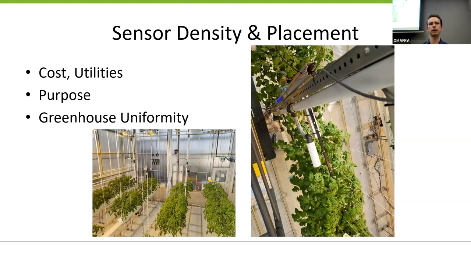So you want to be taking measurements at the head of the crop canopy. And if the sensors are somewhere else, you want to make sure your control system knows that that's not a head measurement. That might be a lower canopy measurement. You're concerned about condensation that could lead to disease.